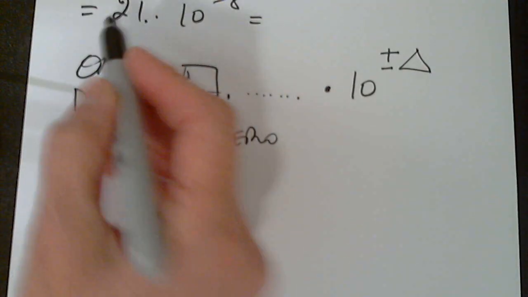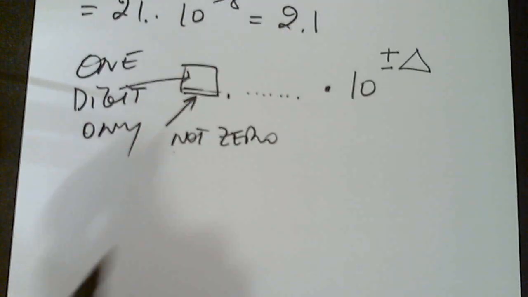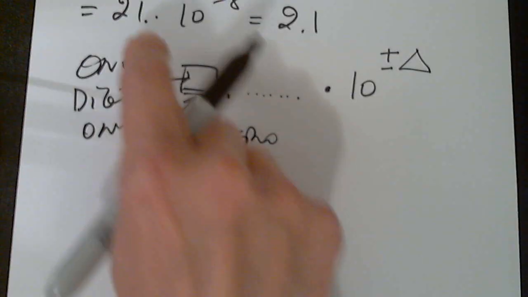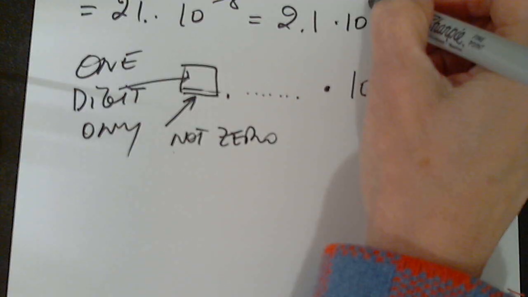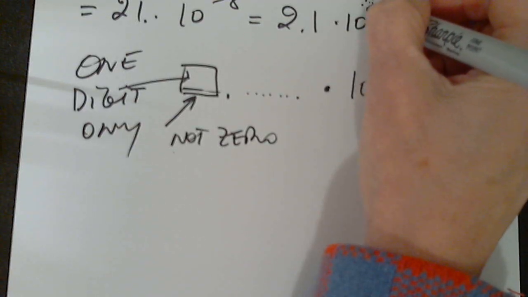So therefore, I am moving the decimal point 1 spot to the left. So I'm changing 21 into 2.1. So I have to multiply by 10 to the first power.